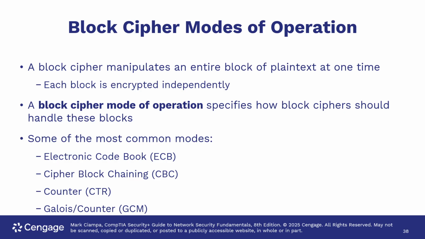So you have your block cipher modes of operation. A block cipher manipulates an entire block of plain text at one time. Each block is encrypted independently. A block cipher mode of operation specifies how the block ciphers should handle these blocks. Some of the most common ones are electronic codebook, cipher block chaining, counter, and Galois counter.